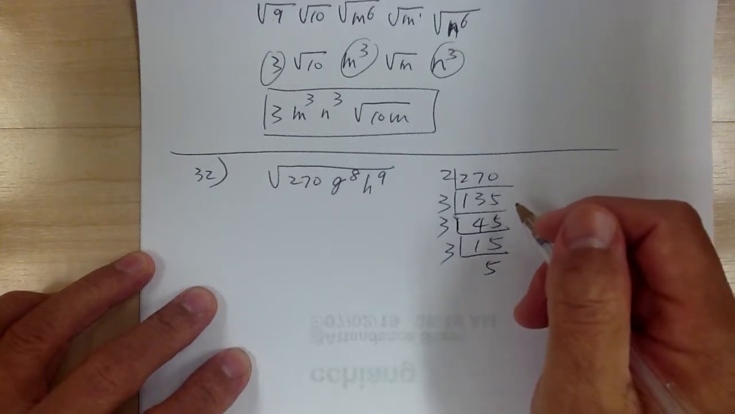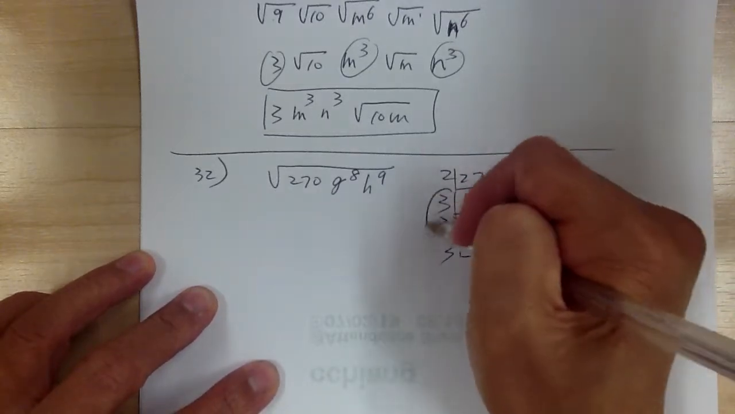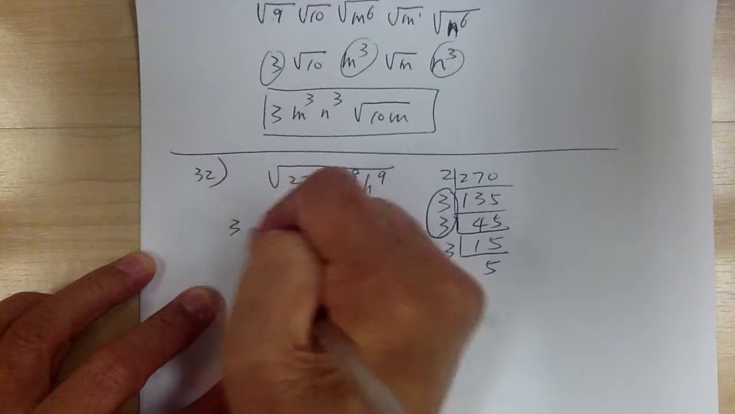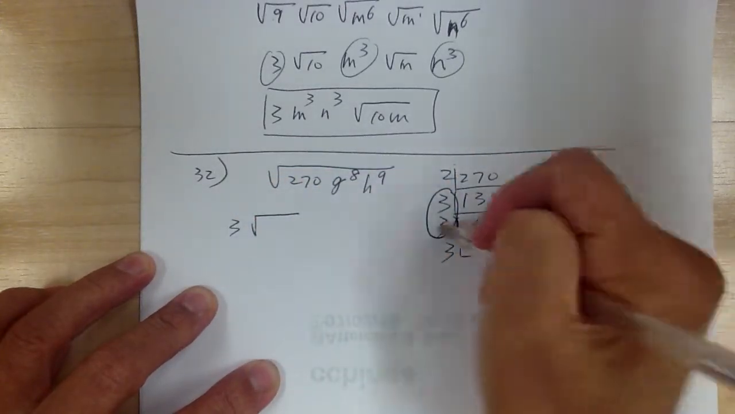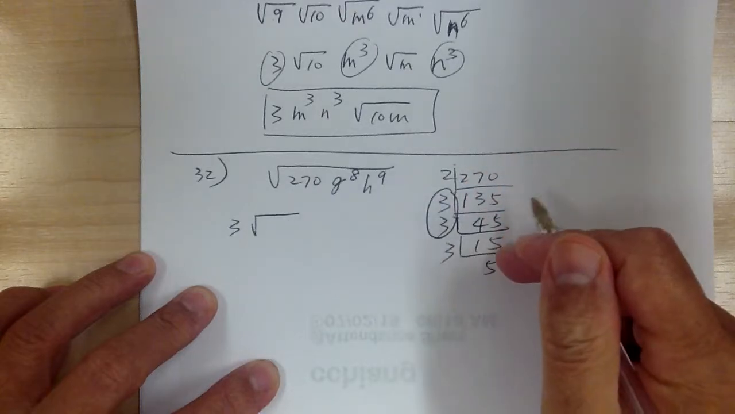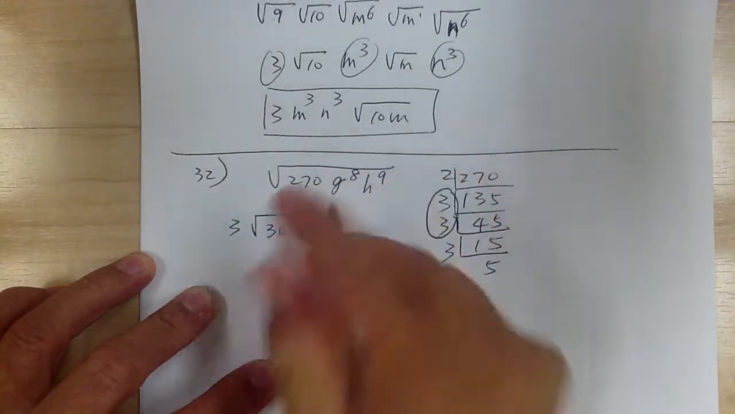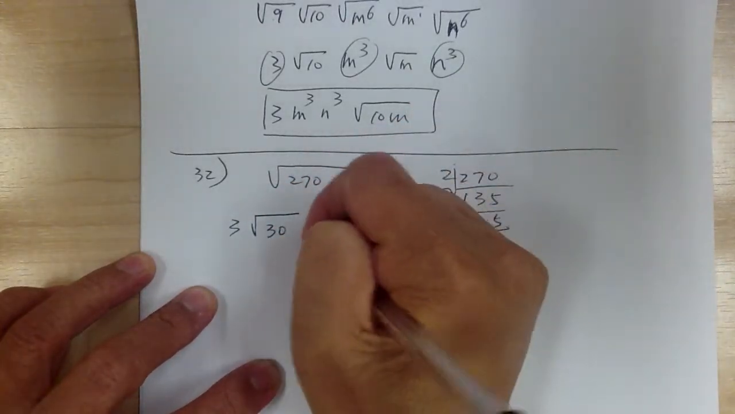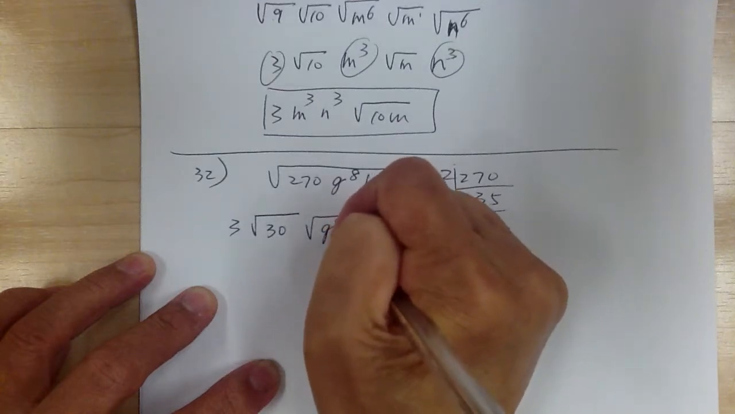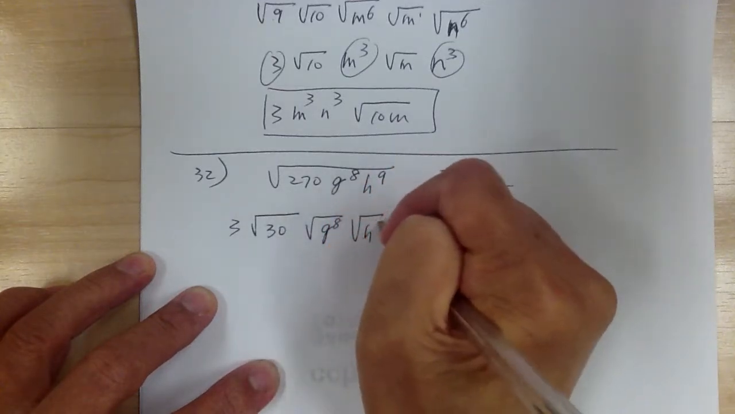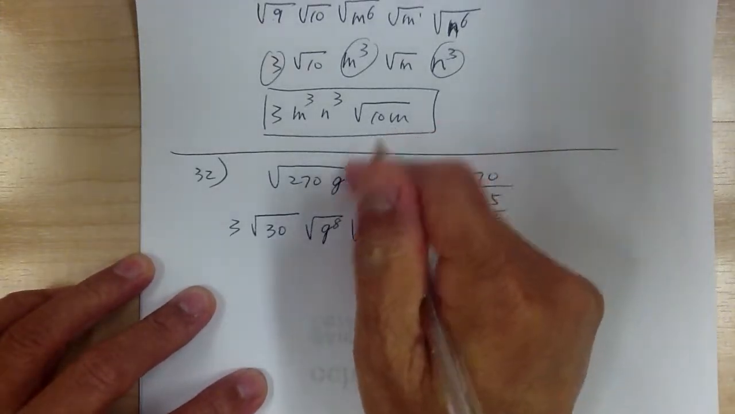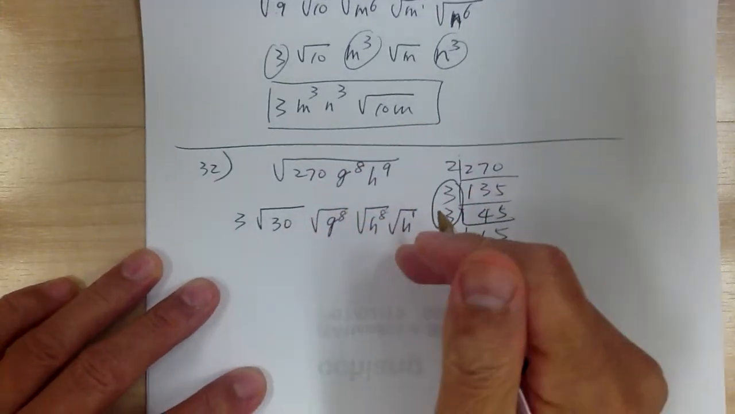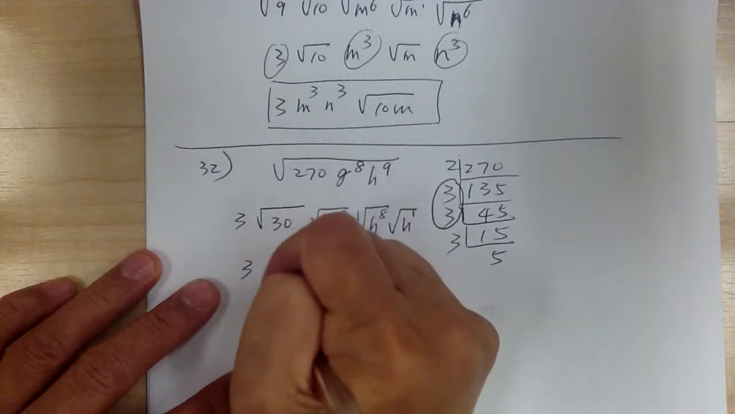Okay, so now this will come out, and all these are leftovers. When you have leftovers, you have to multiply them again. So 2 times 5 is 10, times 3 is 30. So this one cannot be simplified. And this one you break into g to the 8, and this one would be h to the 8 and h to the 1. Okay, so you can break it up into perfect squares. Then after that you simplify.